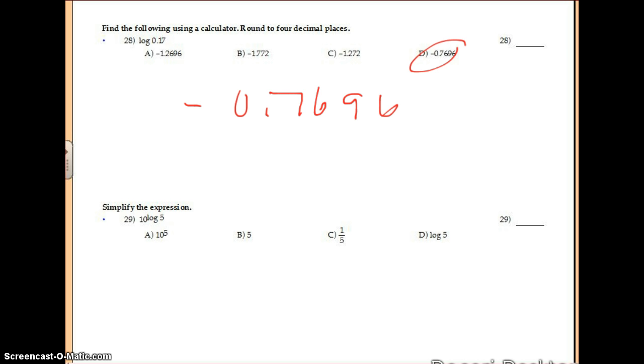And then the next one says simplify the log. So this is 10 with an exponent of log of 5. I can rewrite that a little bit. That says 10 to the log, remember that's base 10, of 5. And when you have bases that are the same, we've got a 10 and a 10, the answer is going to be the same.